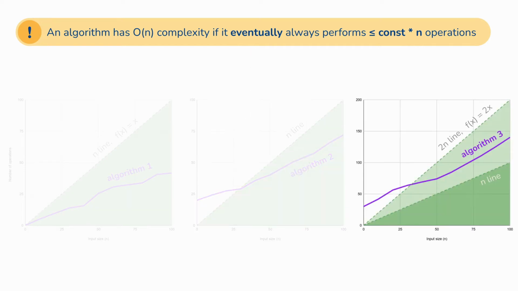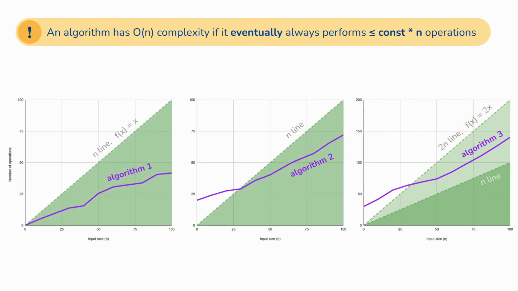The final algorithm performs more than n operations. Should we then say that it is not a big O n algorithm? No, we shouldn't, because there is this inflection point after which the algorithm always performs fewer than 2 times n operations. 2 is a constant factor, independent of the input size. For this reason, we conclude that the third algorithm is also big O n.